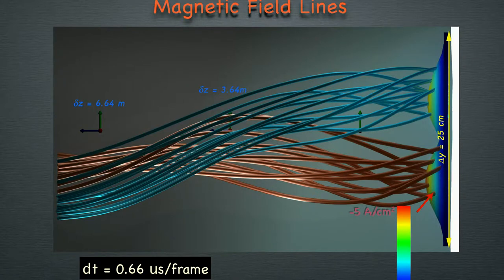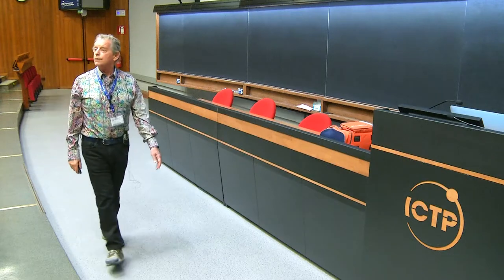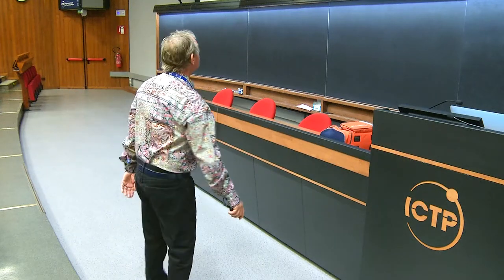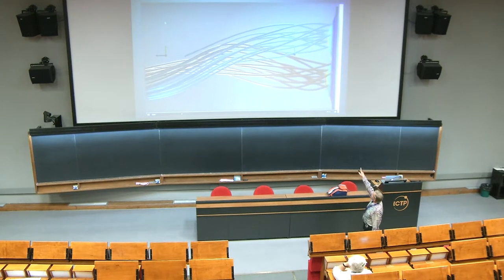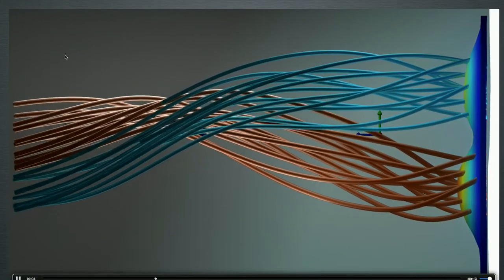So this is data. This shows you what the flux ropes look like. On the right, the current density from the two spots in front of the cathode. Current is about 5 amps per square centimeter carried by electrons. The blue are magnetic field lines. So this is all measured. The field lines are derived from the measured magnetic field. I just colored them blue and red to make it easier to see.